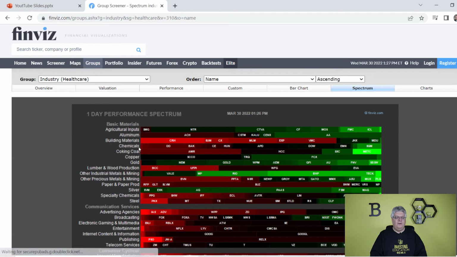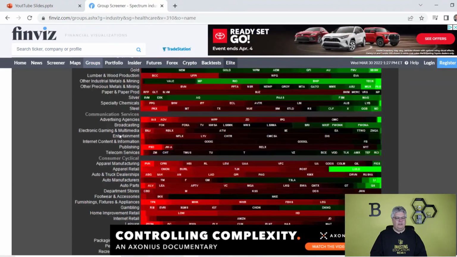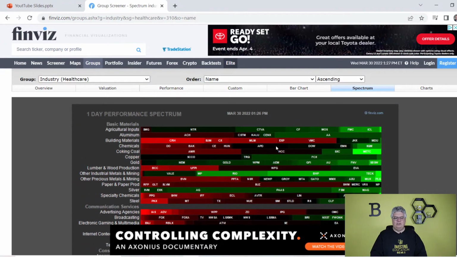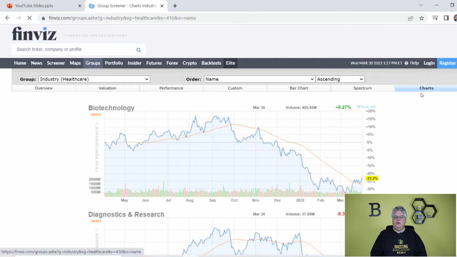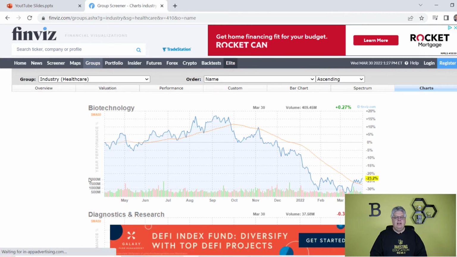If you like even more funky charts, you can choose spectrum, and this one is like a 1 year performance spectrum. So if you like fun charts like that, go ahead. But then if you go to charts, this is actually more helpful. You can actually look at the entire industry or sector or overall, and see what their price chart looks like.